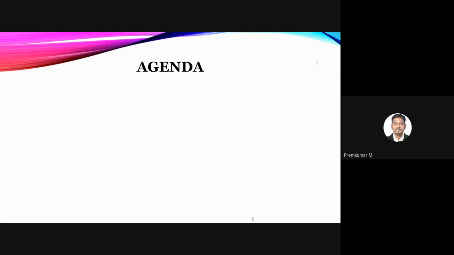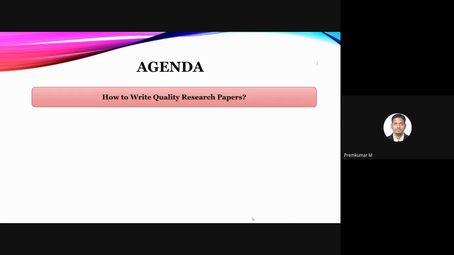So today's agenda. First, I'll start with how to write quality research papers. When we talk about publications, we have different types of papers like research papers, review papers, editorials, short communications, letters. So many things are there. Today's focus is only on research papers.